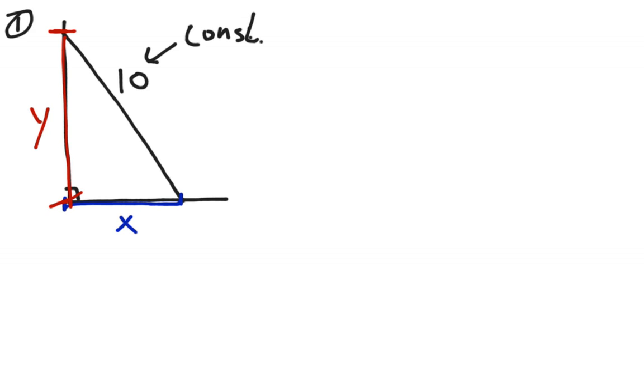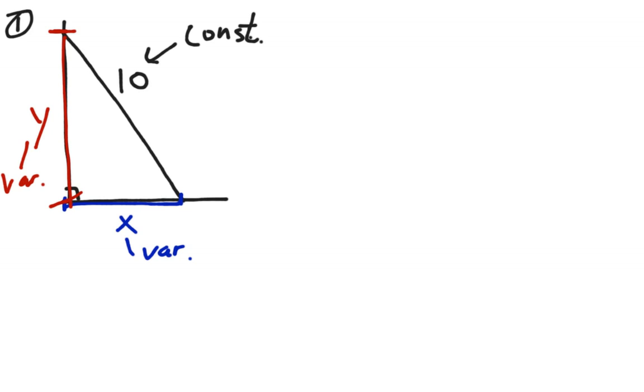I'll just abbreviate constant. And then x and y are both going to change, because if you imagine the ladder falling down like this, very clearly both the distance and the height are going to change. So x is variable and y is variable. Great. Now we're done with step 2.